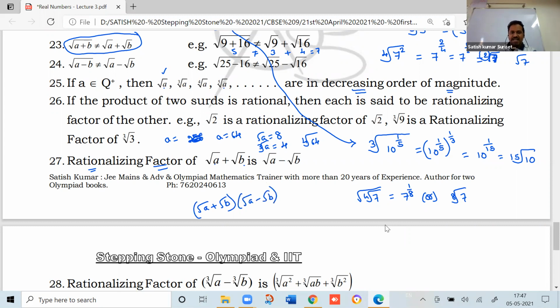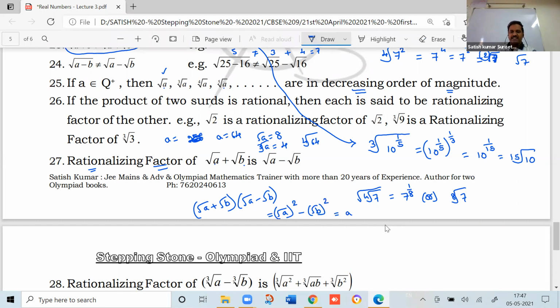So here I can apply what? Some x plus y into x minus y form. So what is x plus y into x minus y? x square minus y square. Means it will be root a whole square minus root b whole square. So root a whole square is a, minus b, which is the rational. Okay. So the rationalizing factor of root a plus root b is root a minus root b.